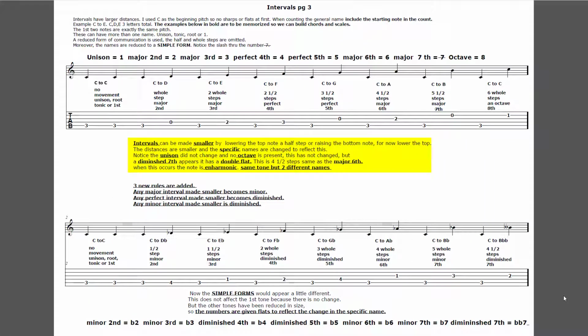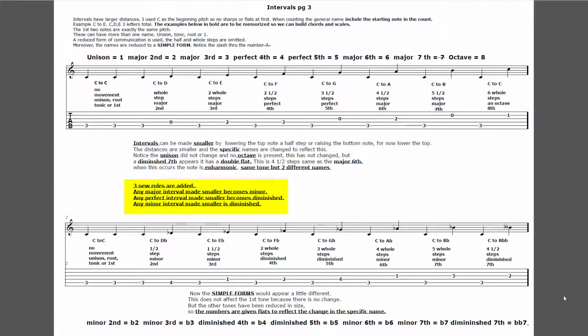Look below that. Intervals can be made smaller by lowering the top note a half step or raising the bottom note. For now, we'll just lower the top. The distances are smaller, and the specific names are changed to reflect this. Notice the unison did not change, nor the octave. That is not changed. But a diminished seventh appears. It has a double flat on it. This is 4.5 steps, same as a major sixth. When this occurs, the note is enharmonic. Same tone, but 2 different names.